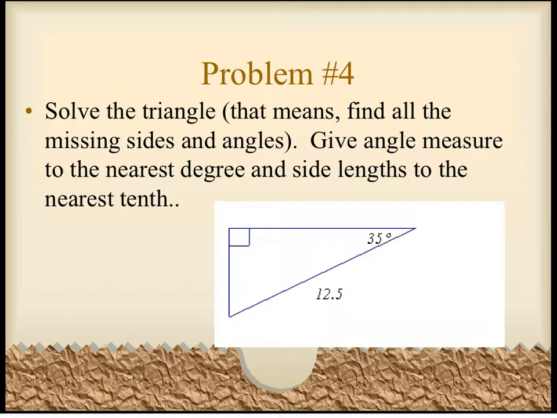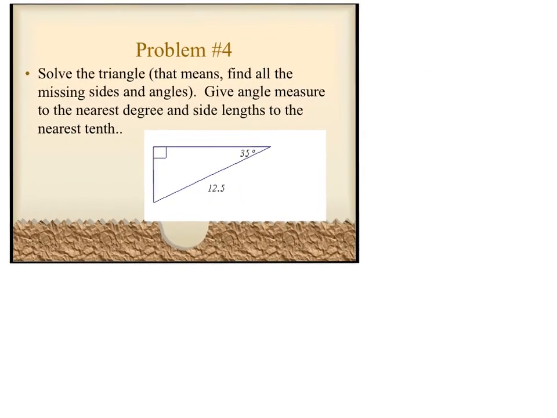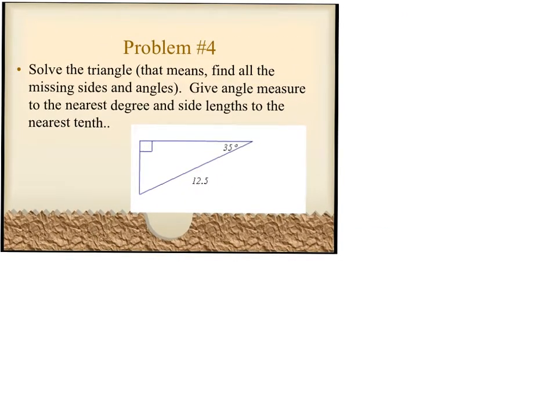Okay, so we're going to solve the whole triangle here. So we got a missing angle and two missing sides. We're going to give our angles to the nearest degree and side lengths to the nearest tenth. So can't use Pythagorean theorem yet because we only have a hypotenuse and we have an angle.